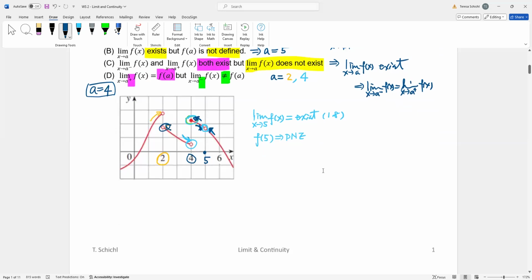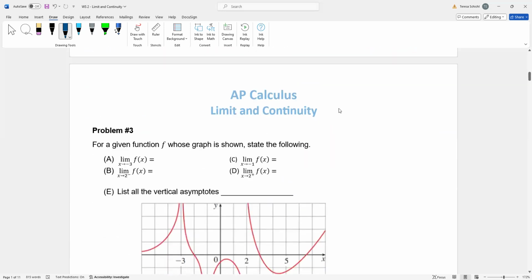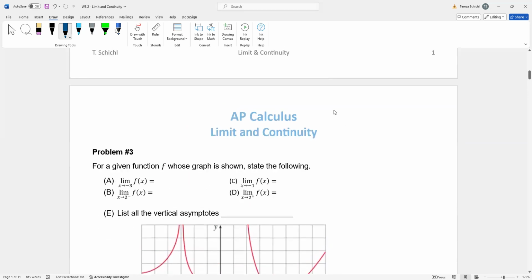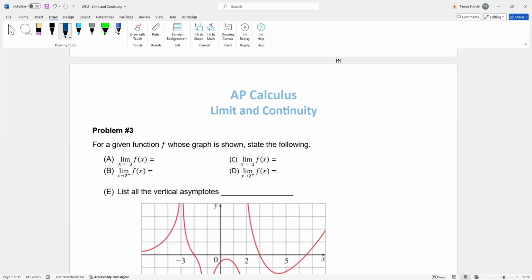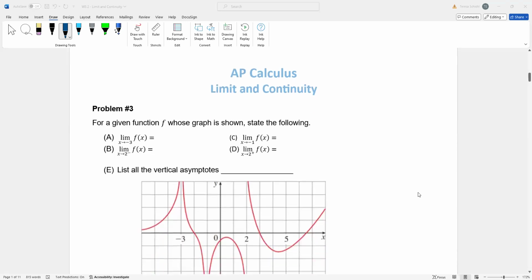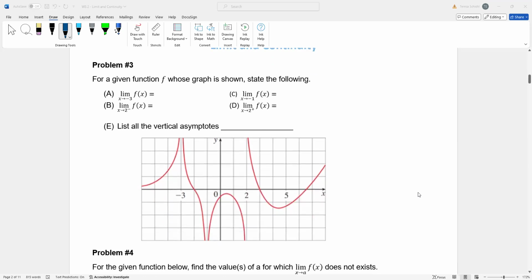Okay, so the first two problems here give you a very good concept about how you define that the limit exists. All right. Okay, now let's take a look at problem number 3 here.